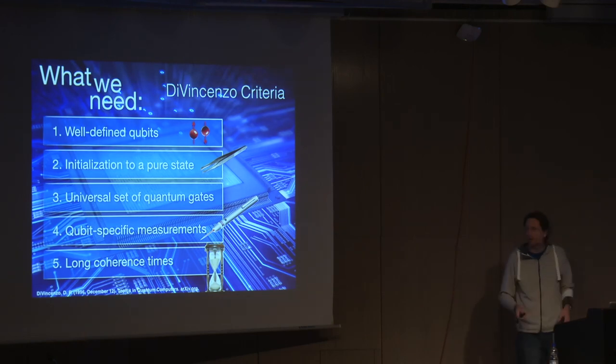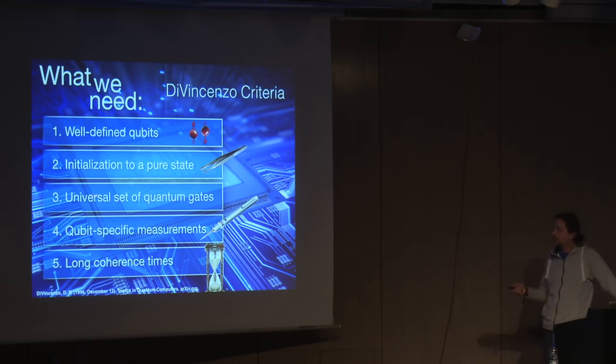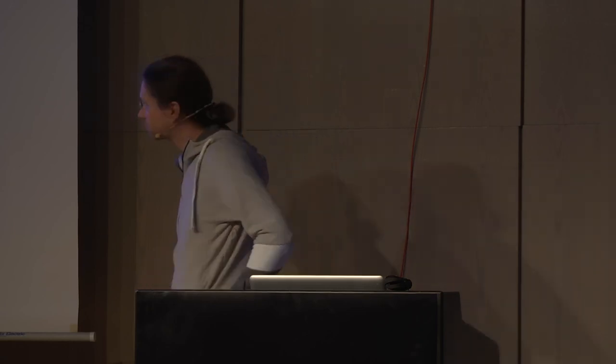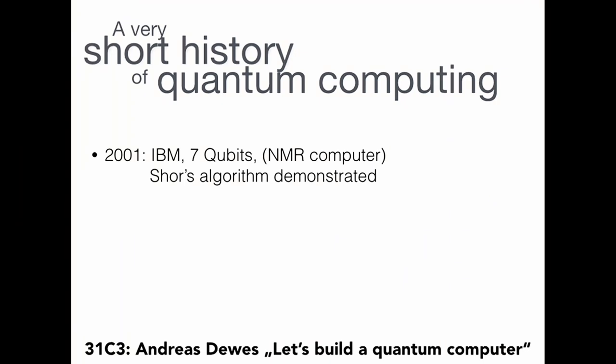We need well-defined qubits, of course. We need qubits that we can trap, that we keep in place. The next thing is we need to initialize them. We need to give them a pure state, either superposition or tell them to be 1 or 0. We need quantum gates, of course, to do operations, algorithms. We need measurements to read out our qubits, whether they are one or zero at the end of our calculation. And we need long coherence times. I told you already, our superpositions, our qubits, are fickle and they act strange and randomly at times. So we need qubits that are rather stable. Okay, we need to address all of this in the next slides. But let's start with a short history of quantum computing.